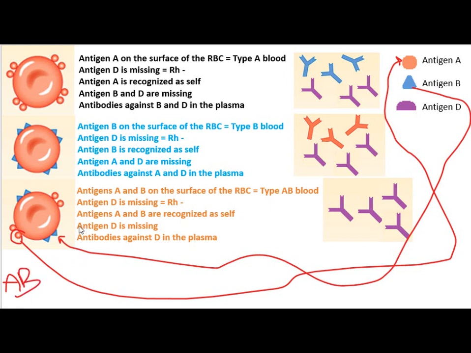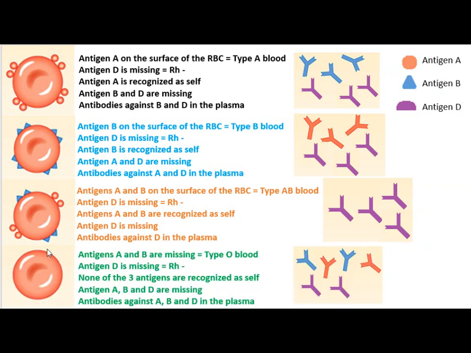Does it have any antigen D? No. So it's AB minus. Because D is missing, what kind of antibodies will it have? It will have antibodies against D, but only after exposure, not initially.